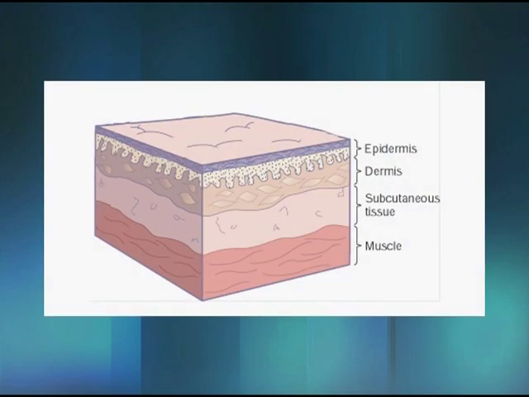A subcutaneous injection is administered into the subcutaneous layers of the body. The subcutaneous layer consists of adipose, or fat tissue, and is located just under the skin. Subcutaneous tissue is located all over the body.